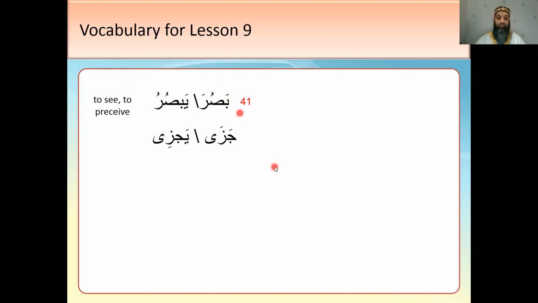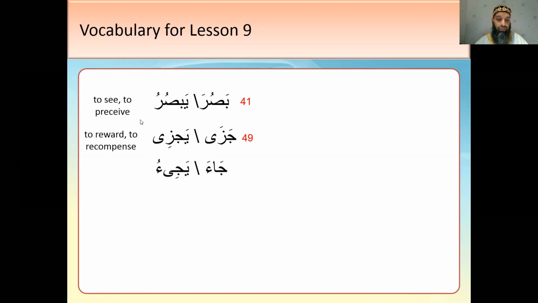Next one, jaza, yajzi. Jaza, yajzi, jazakallahu khairan. Just giving you a clue there. Yep, good, good. So jaza is reward, recompense. Jaza can be good or bad. So we said jazakallah khair, may Allah reward you, good. It could mean recompense as well. So jaza, the ya is silent. Yajzi.